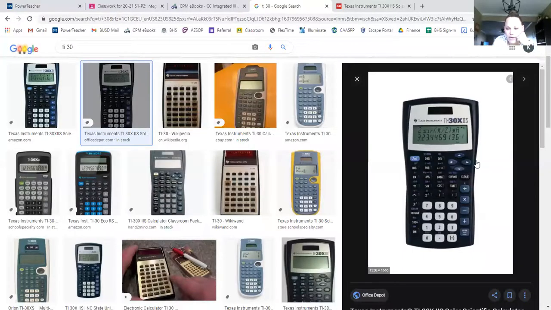If you have the TI-30, it looks like this. You're going to hit this button right here that says PRB for probability. And I believe when you hit that, you can scroll over to one of them that says like nCr. And I think you type your first number in, then you hit that button for probability, then you type your second number.